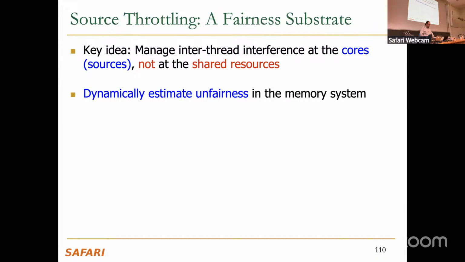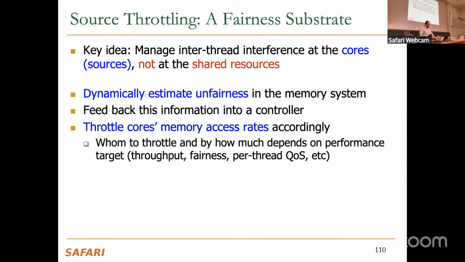So in such techniques, we try to dynamically estimate unfairness in the memory system, and then we feed this information back into the controller. And then that controller decides how to throttle the cores' memory access rate accordingly. Essentially, for some cores we throttle down, and some cores we throttle up. So whom to throttle and by how much depends on performance target, throughput, fairness, per-thread quality of service, etc.